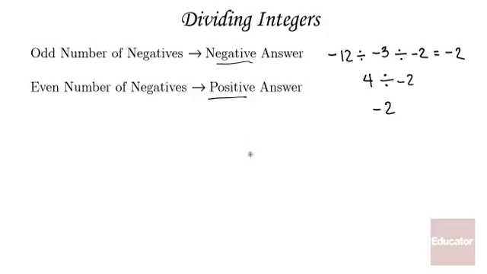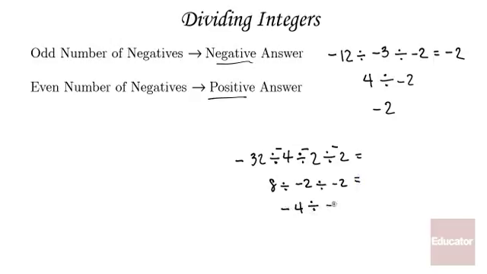So, for example, if I have negative 32 divided by negative 4 divided by negative 2 divided by negative 2. I have an even number of negatives, so my answer is going to be positive. All right, a negative divided by a negative gives me a positive, so negative 32 divided by negative 4 is a positive 8. Next, a positive divided by a negative will give me a negative. And then lastly, a negative divided by a negative will give me my positive 2.